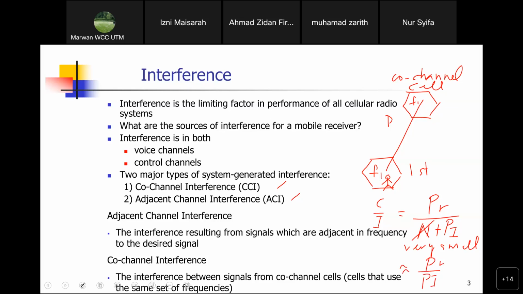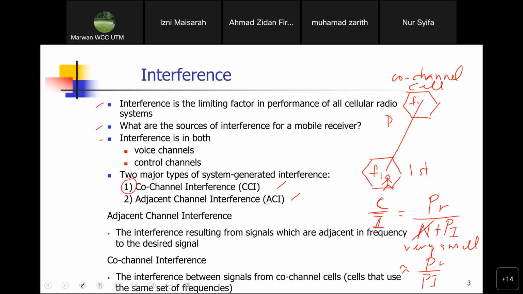Normally we assume the interference power is way, way bigger than noise, so we can omit noise and just take the significant impact of the interference. Then we are working with C over I. This is the parameter that we use to evaluate our network. So that will be the co-channel interference.